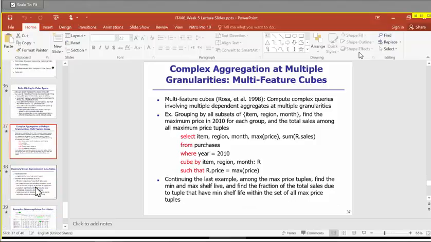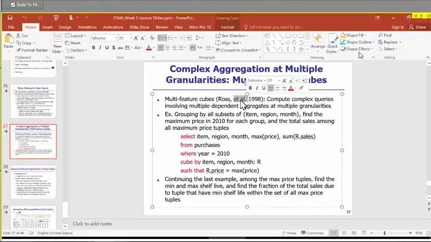Okay, so we have an example of complex aggregation at multiple granularities, and we understand what a multi-feature cube is. A multi-feature cube was devised by Ross et al. in 1998. And can anyone tell me what this means, et al?